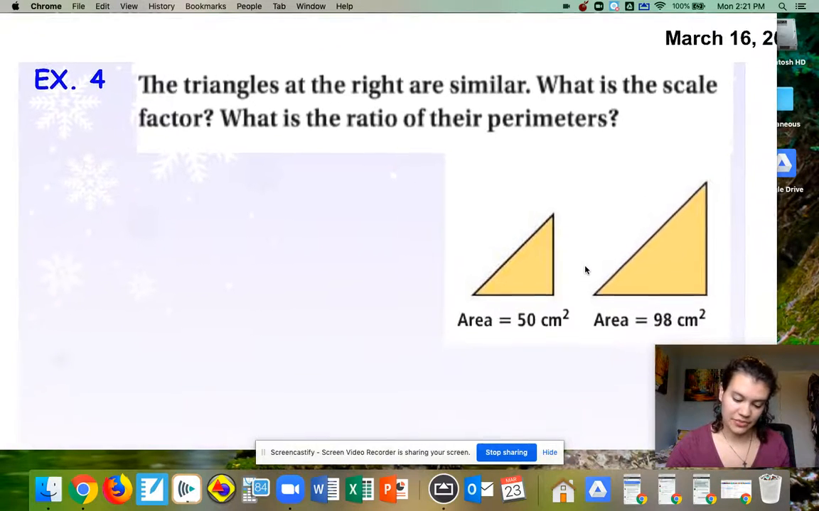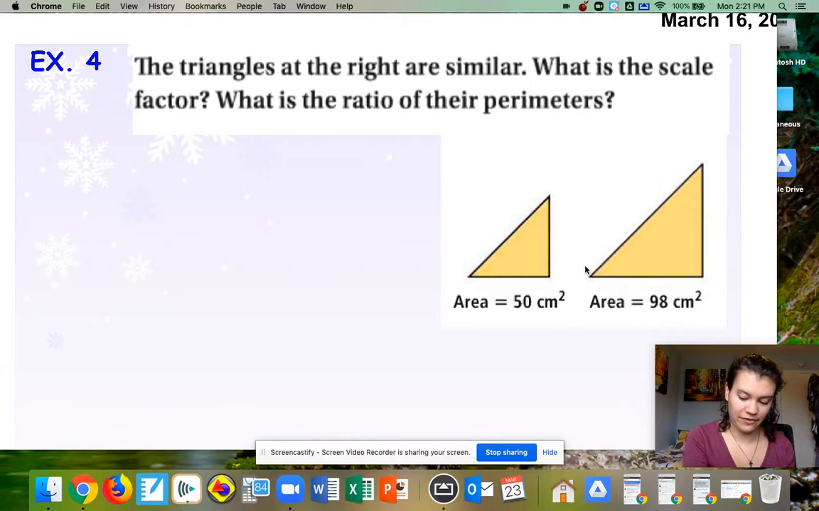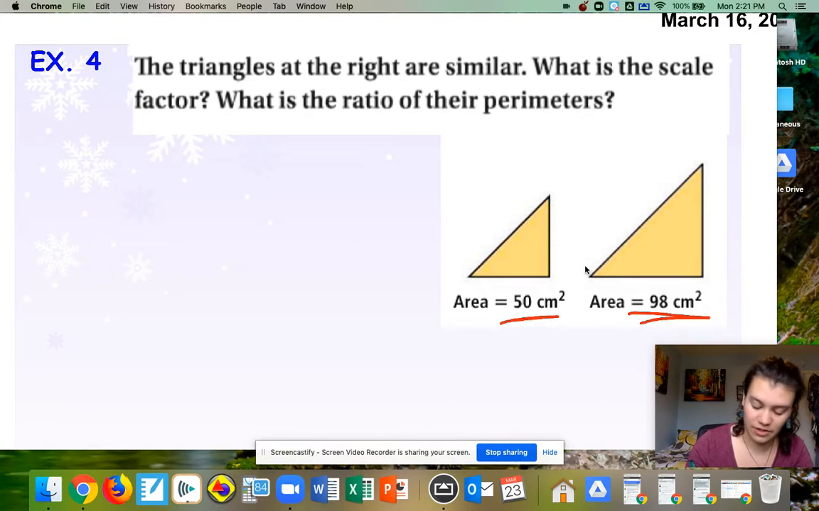All right, another example. So here, 2 triangles are similar. We want to figure out what is their scale factor. So this is giving us the opposite thing. It gives us the 2 areas. We want to go backwards and find the scale factor. So we know that a squared over b squared has to equal the areas.